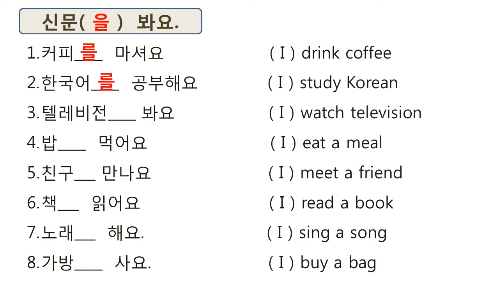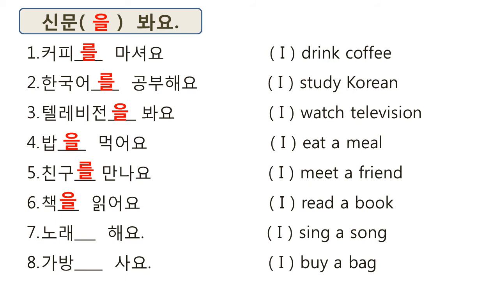Television, 텔레비전, ends with a consonant. 텔레비전을 봐요. Rice, we add 을. 밥을 먹어요. 친구, friend, ends with a vowel, so we add 를. 친구를 만나요. 책 means book, so 책 ends with a consonant, so we add 을. 책을 읽어요. I am reading a book.